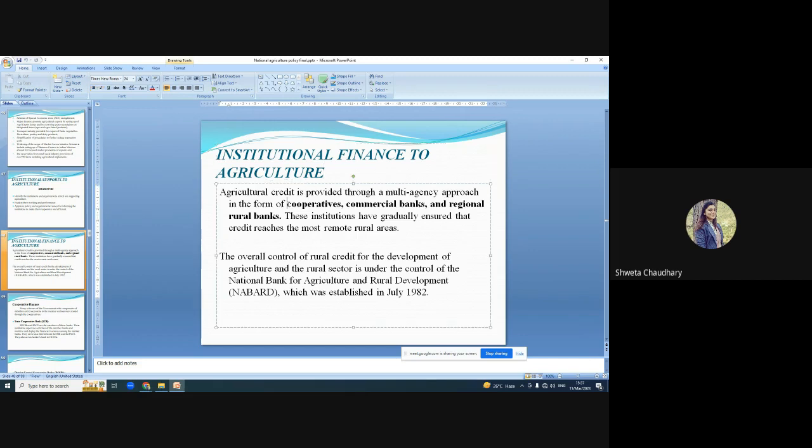Like in India, we have cooperatives, commercial banks, regional rural banks, and we have NABARD, the National Bank for Agriculture and Rural Development, that was established in 1982 to support the farmer in their farming. So these are the institutional supporting agencies that help the farmers for their growth.